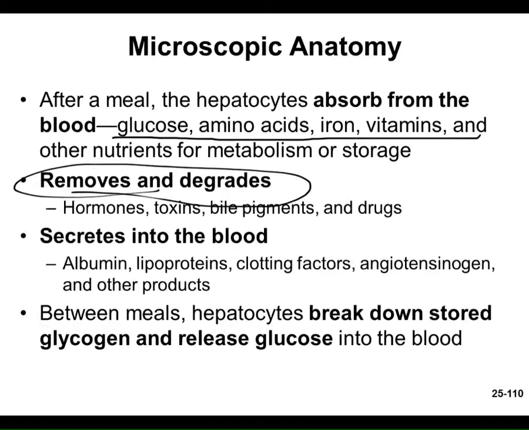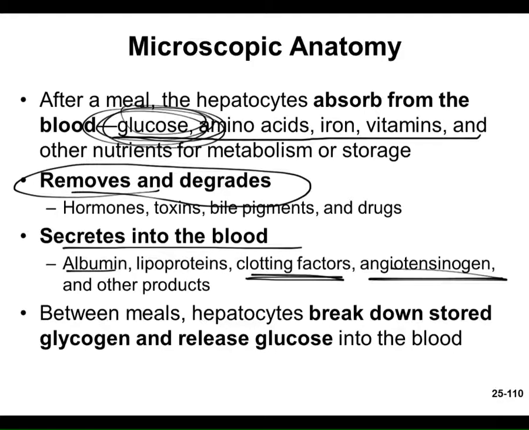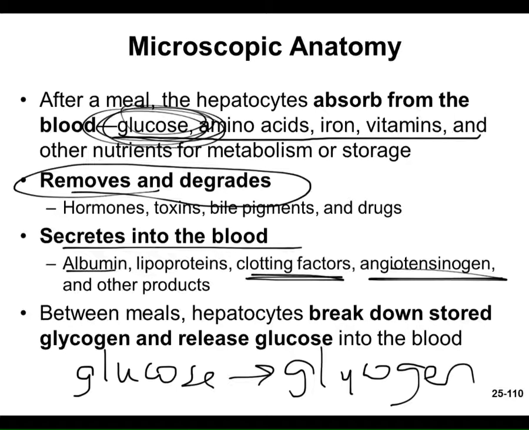We have a half-life for all of our molecules. So our molecules are being broken down. It's also going to secrete into your blood what you know to be your albumins, the clotting factors found in your blood. We'll talk about angiotensinogen in the next chapter, and many other things. And between meals, right, so the liver is collecting glucose, and what is it going to be doing with that glucose? The liver is going to make glycogen. Glycogen is a storage molecule of glucose. And then between meals, when your blood sugar starts to lower down, your liver is then going to release that glycogen to maintain your blood sugar.